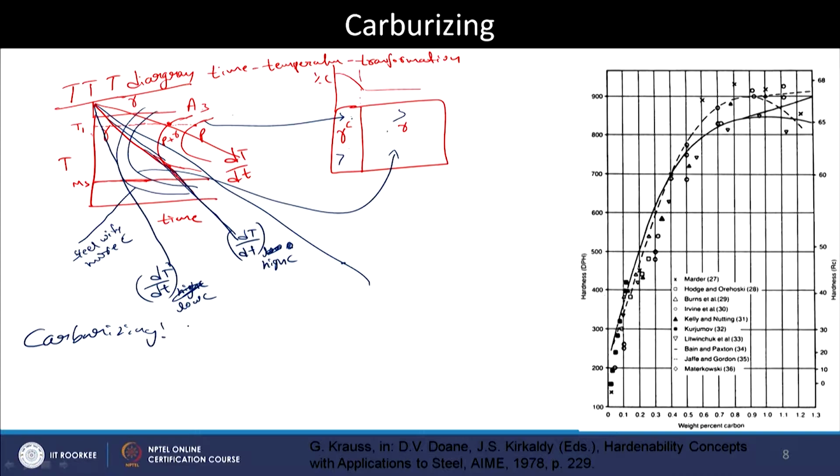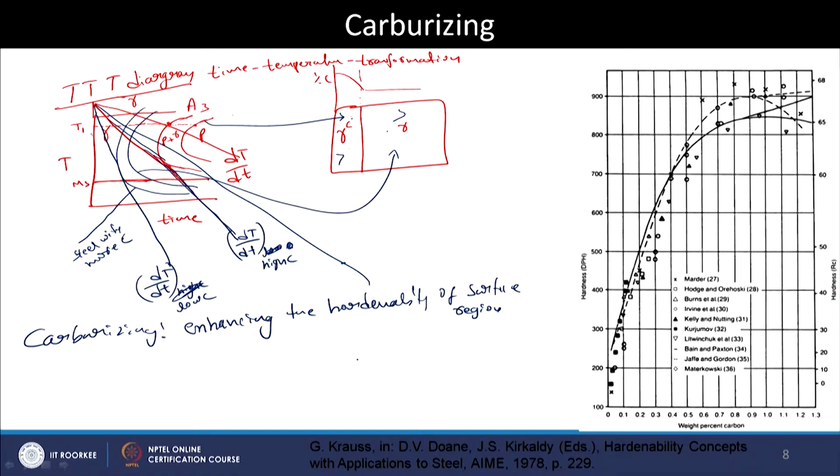what we are doing is we are enhancing the hardenability of the surface region. Because of this, after adding the carbon, because it has improved the hardenability, by cooling it you are able to produce martensite at the surface. This is what actually happens in a low carbon steel, where you have a core which is softer, and by adding carbon we are able to enhance the surface hardness by producing martensite.